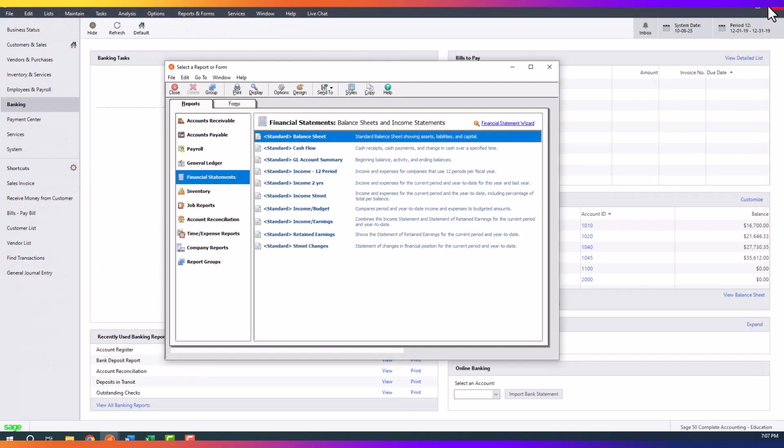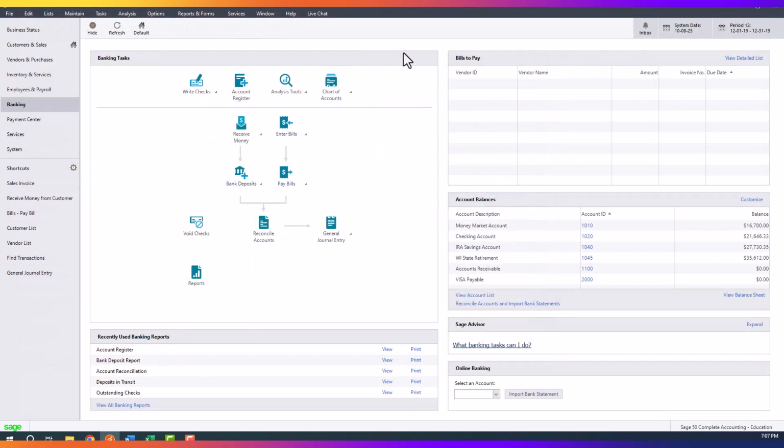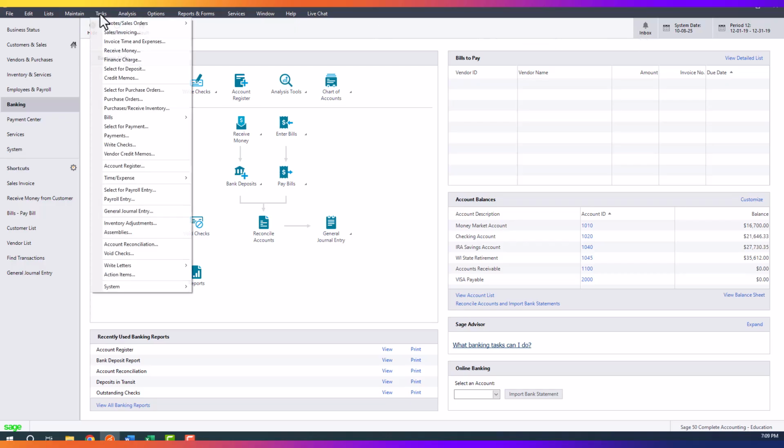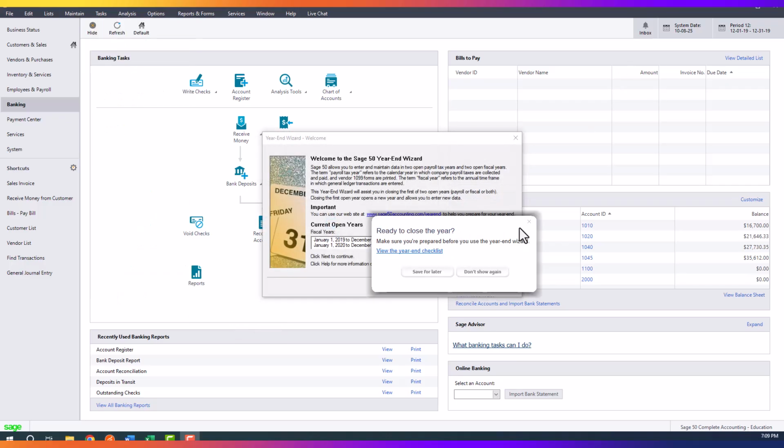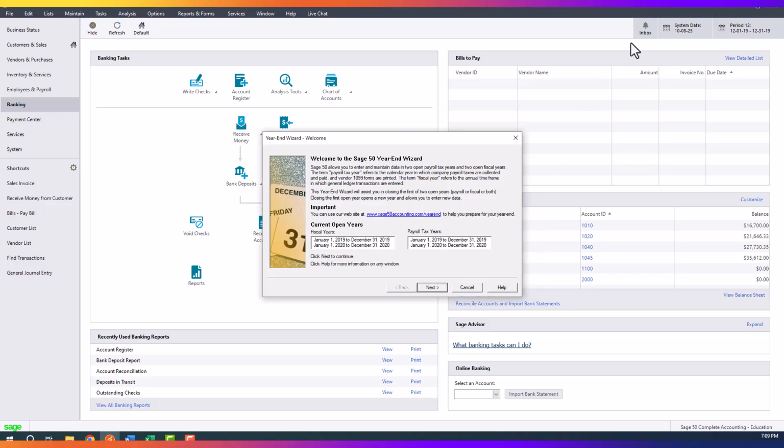Now we're going to transition to the last step in the accounting cycle, which is the closing process. We're going to close out the fiscal year of this company. All right, so now to close out the fiscal year, we're going to go to Tasks, and then we're going to go down to System, and then we're going to go to the Year-End Wizard. I'm getting a little pop-up. I don't need that, so I'm going to close that out.